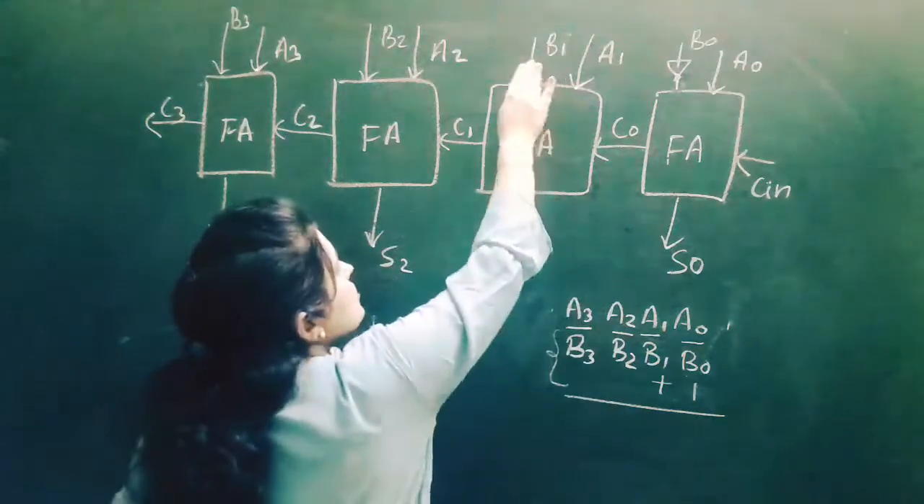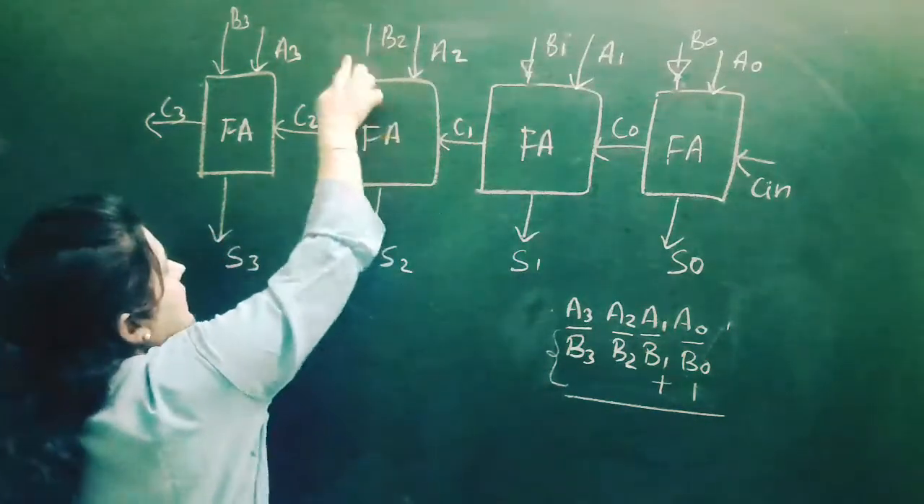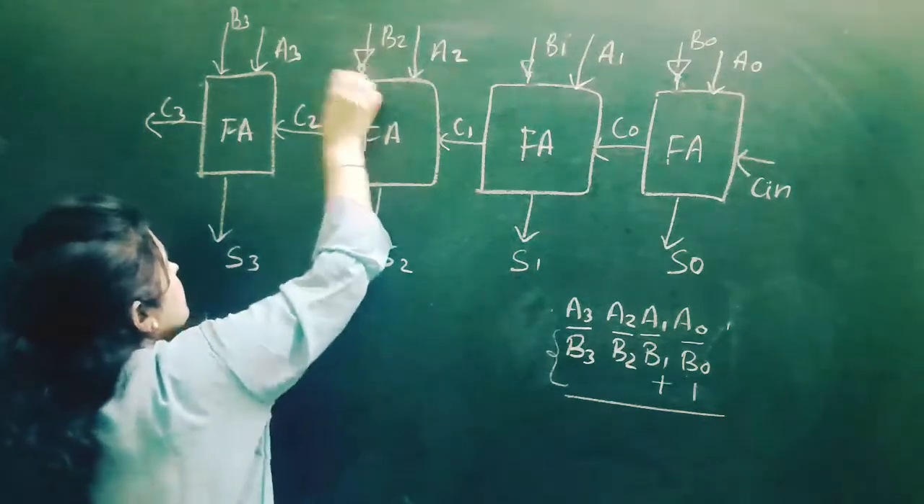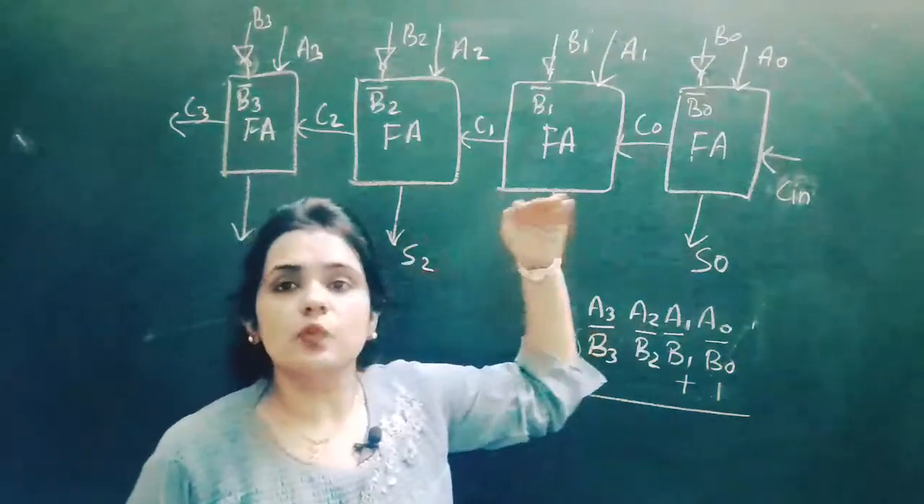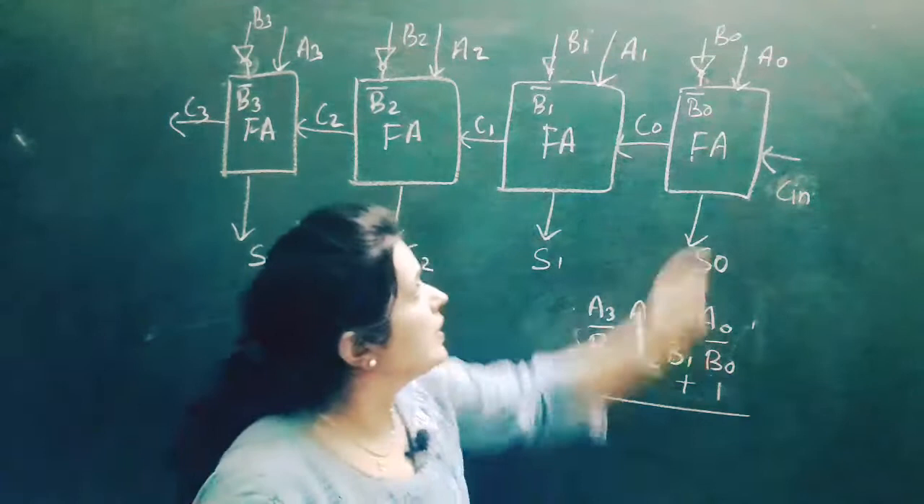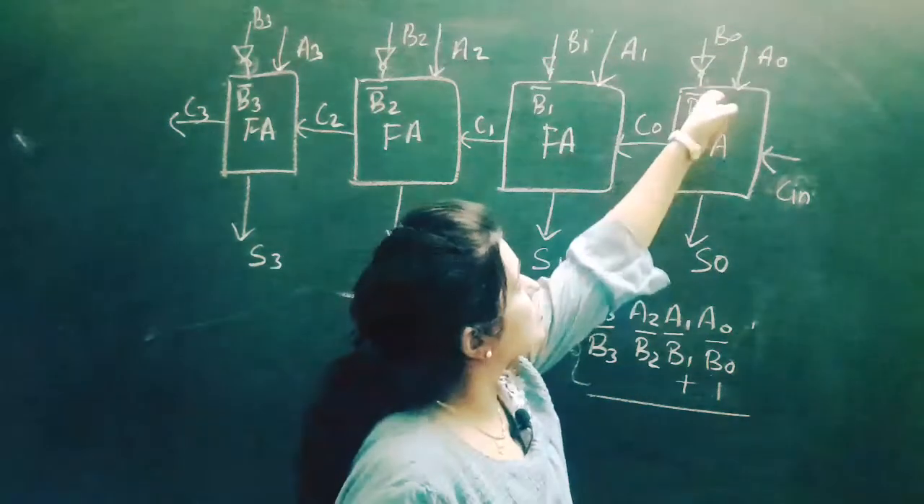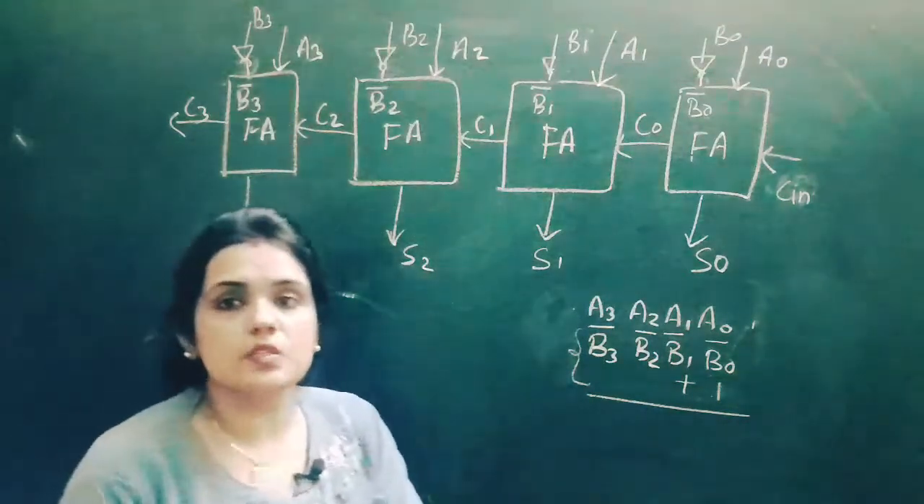Here also I will have to put a NOT gate. Here also I will have to put a NOT gate, and so on. Now in these full adders, our second input will be complement of B, not simply B. Here we will get B0's complement, here B1's complement, here B2's complement, and here B3's complement.